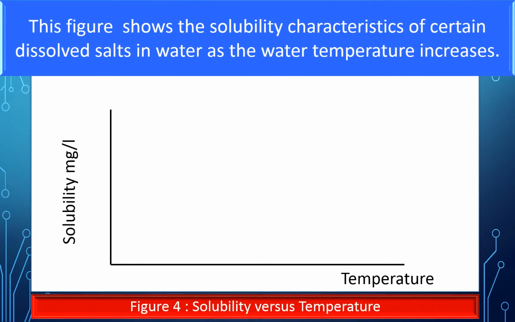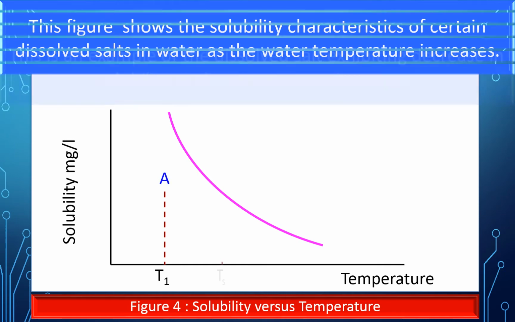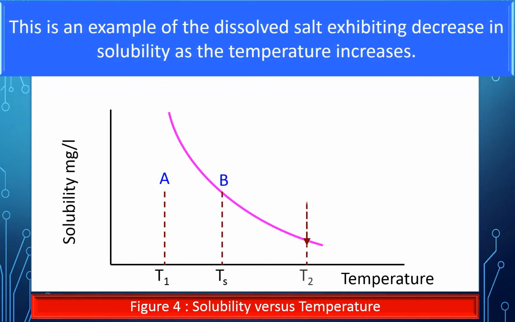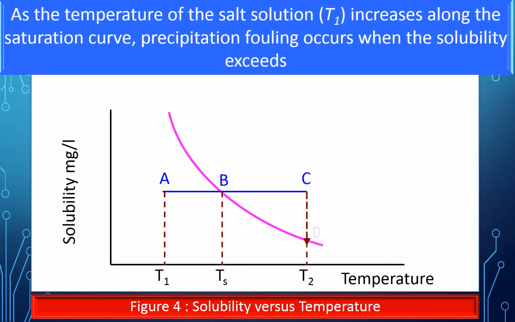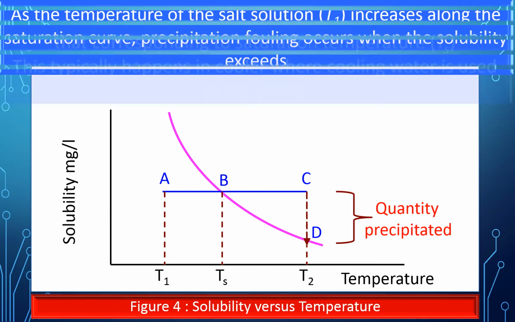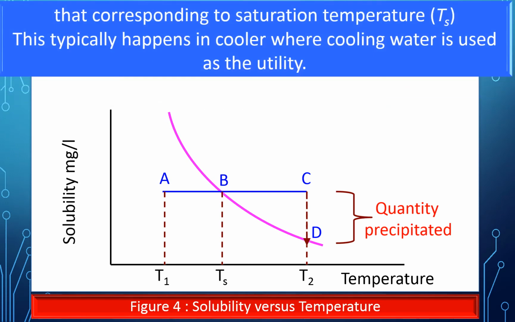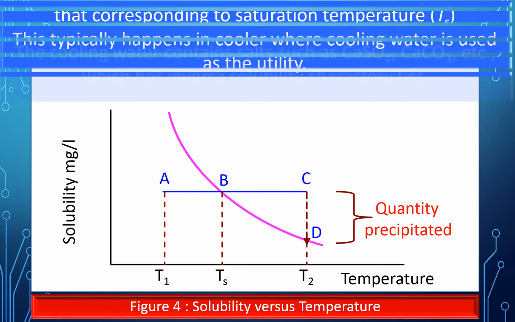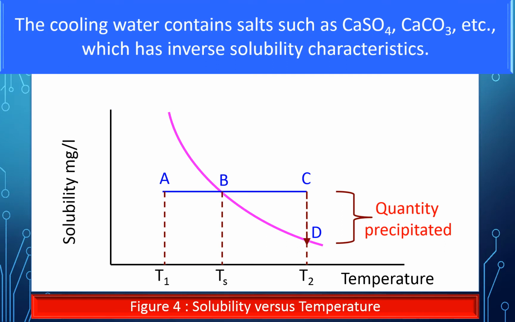This figure shows the solubility characteristics of certain dissolved salts in water as the water temperature increases. This is an example of a dissolved salt exhibiting a decrease in solubility as the temperature increases. As the temperature of the salt solution T1 increases along the saturation curve, precipitation fouling occurs when the solubility exceeds that corresponding to the saturation temperature Ts. This typically happens in coolers where cooling water is used as a utility. The cooling water contains salts such as calcium sulfate and calcium carbonate, which have inverse solubility characteristics.